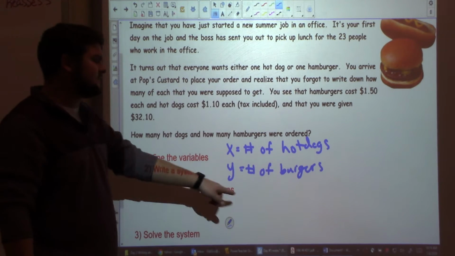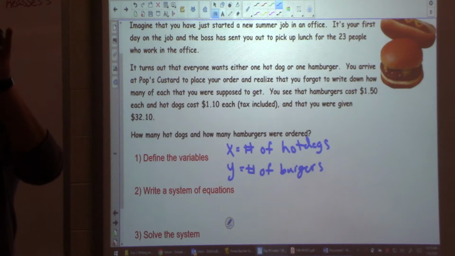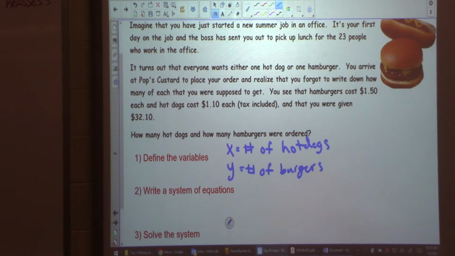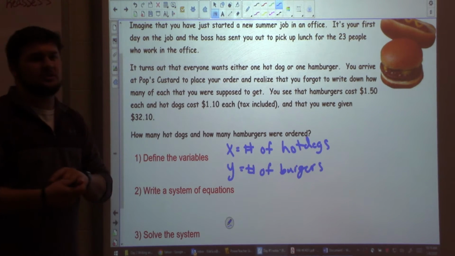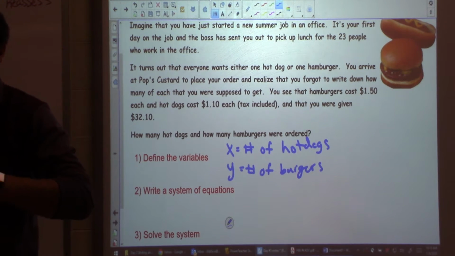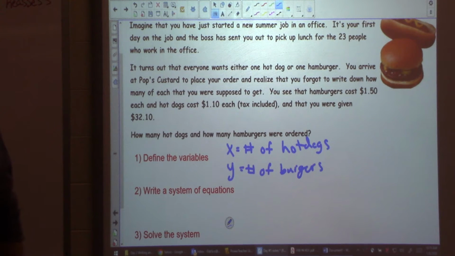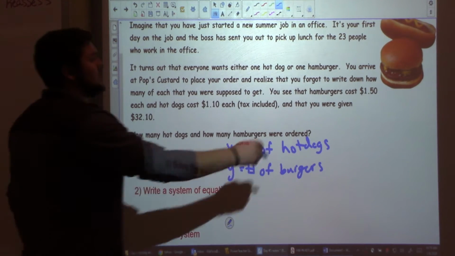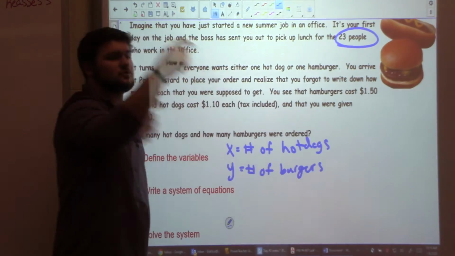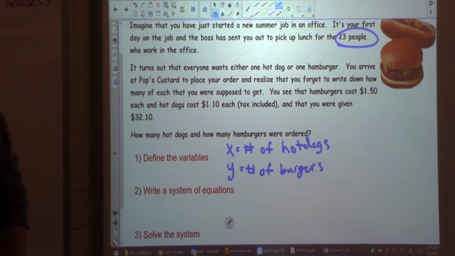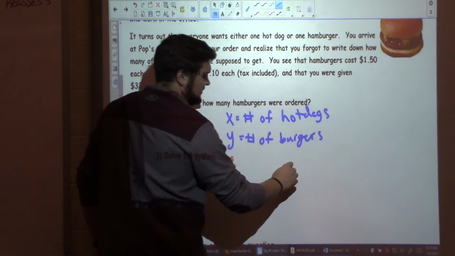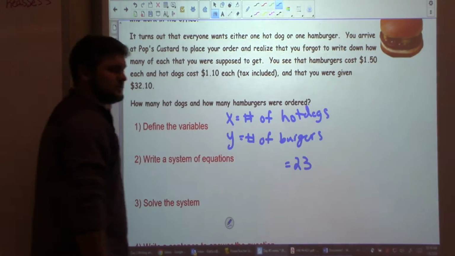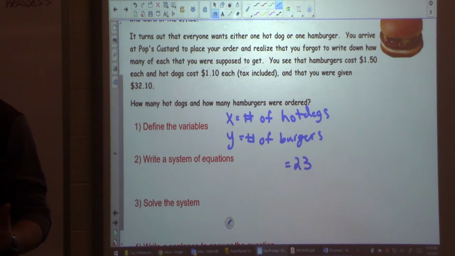Second part, write a system of equations. We need to think about 2 things in this problem, they're probably different things, that I can use to write equations. Well, one of them I'm just going to use, how many am I going to get in total? How many hot dogs and hamburgers am I getting in total? We don't know. 23, right? We said there are 23 people and each one gets 1 or the other. So it equals 23, but what equals 23?